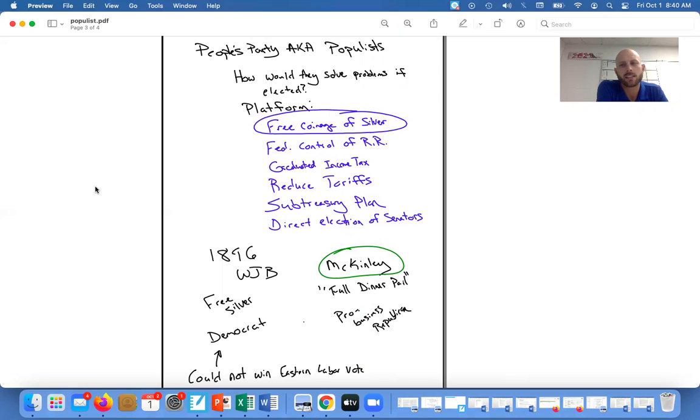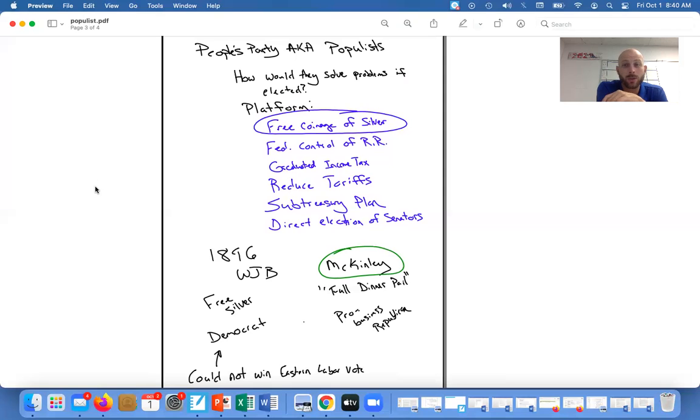Okay, so in 1896, this populism had been somewhat successful at electing local representatives. In 1896, they decided to back William Jennings Bryan, who was a silver Democrat, which basically means he supported the free coinage of silver, which was like the number one issue for the populists. So William Jennings Bryan, a three-time failed presidential candidate, runs as the pro-silver Democrat.